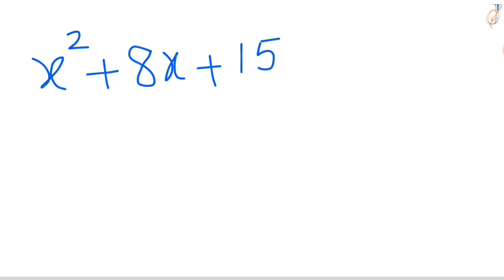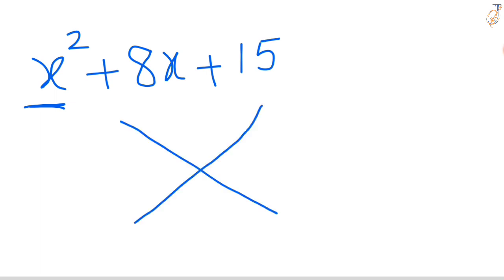x squared plus 8x plus 15. When the coefficient of the first term in the equation is 1, using this cross multiplication method provides a quicker solution. Draw the cross sign. Then write the constant value in the bottom part and the x coefficient value in the top part.